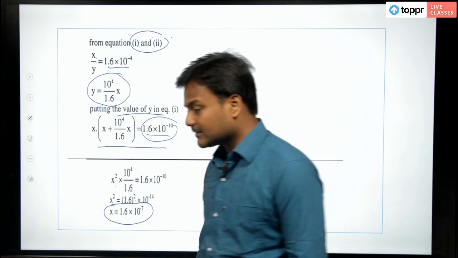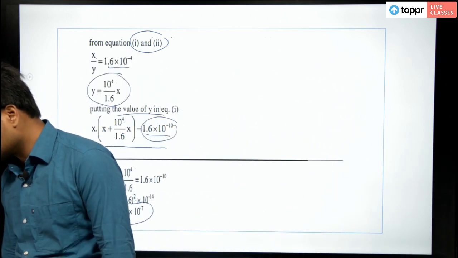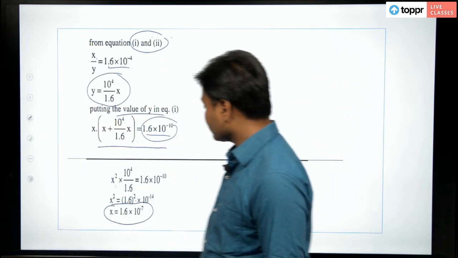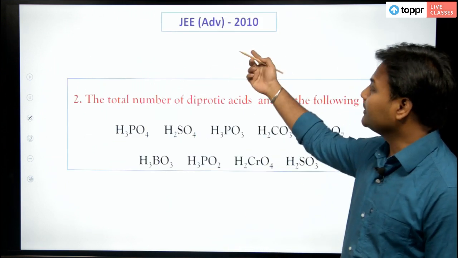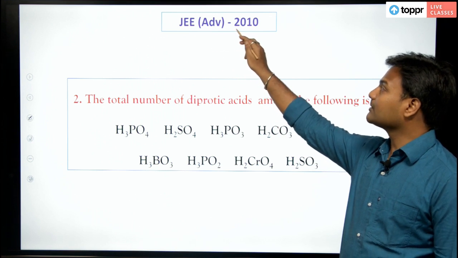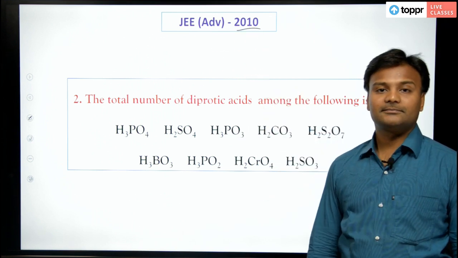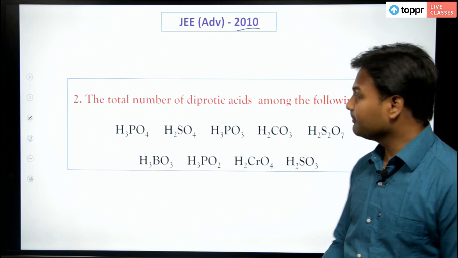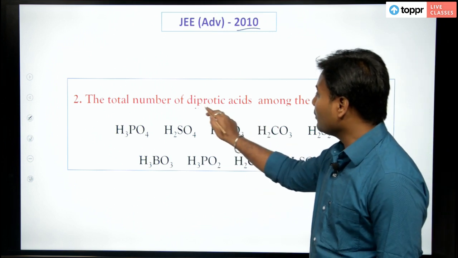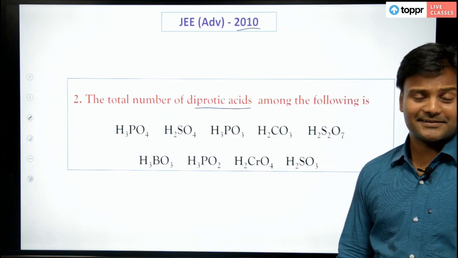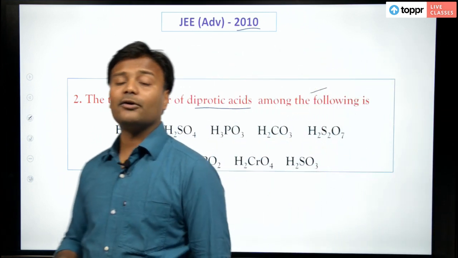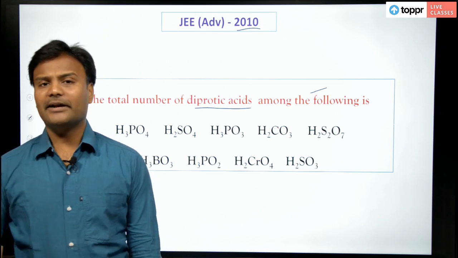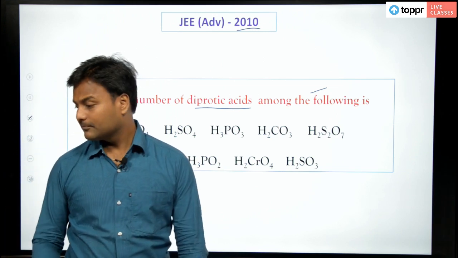Okay, guys. Look at this, again you have one more question, Advanced 2010, a subjective question again. On ionic equilibrium: the total number of diprotic acids among the following. Give me your answer. I will give a minute for you.